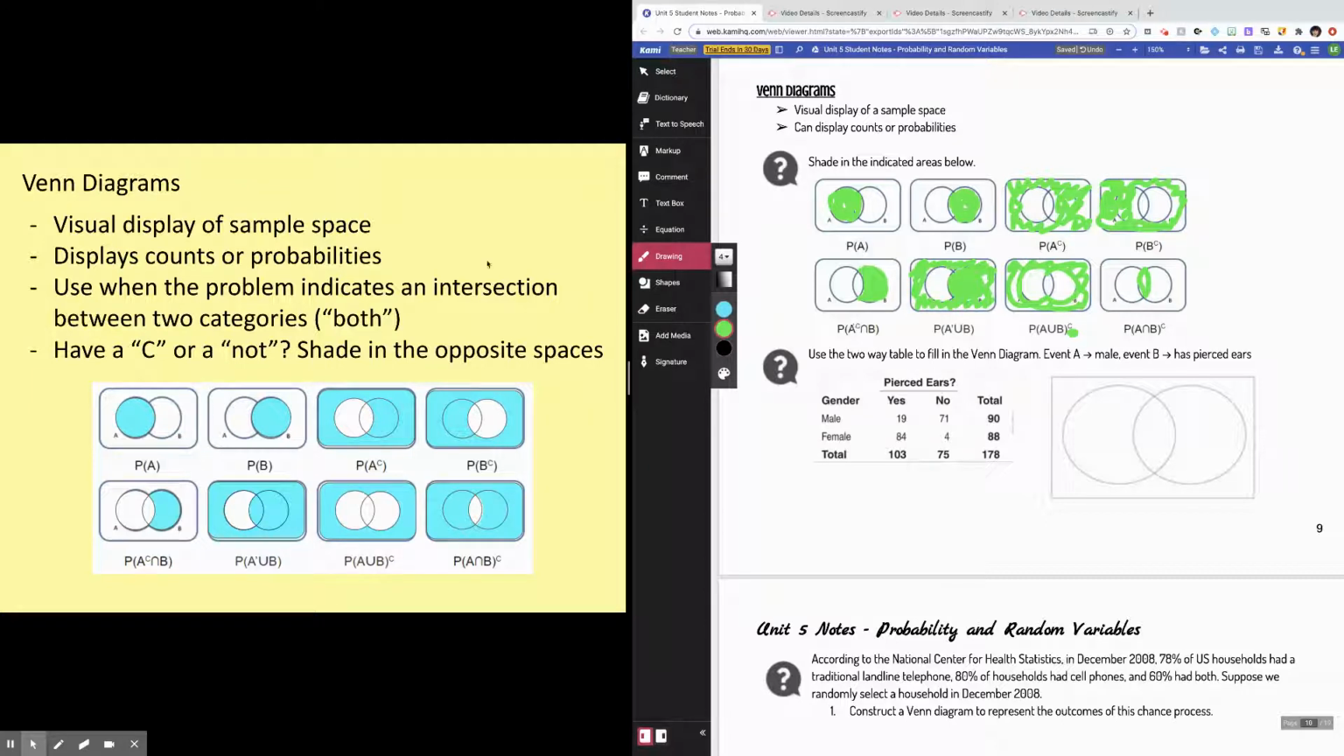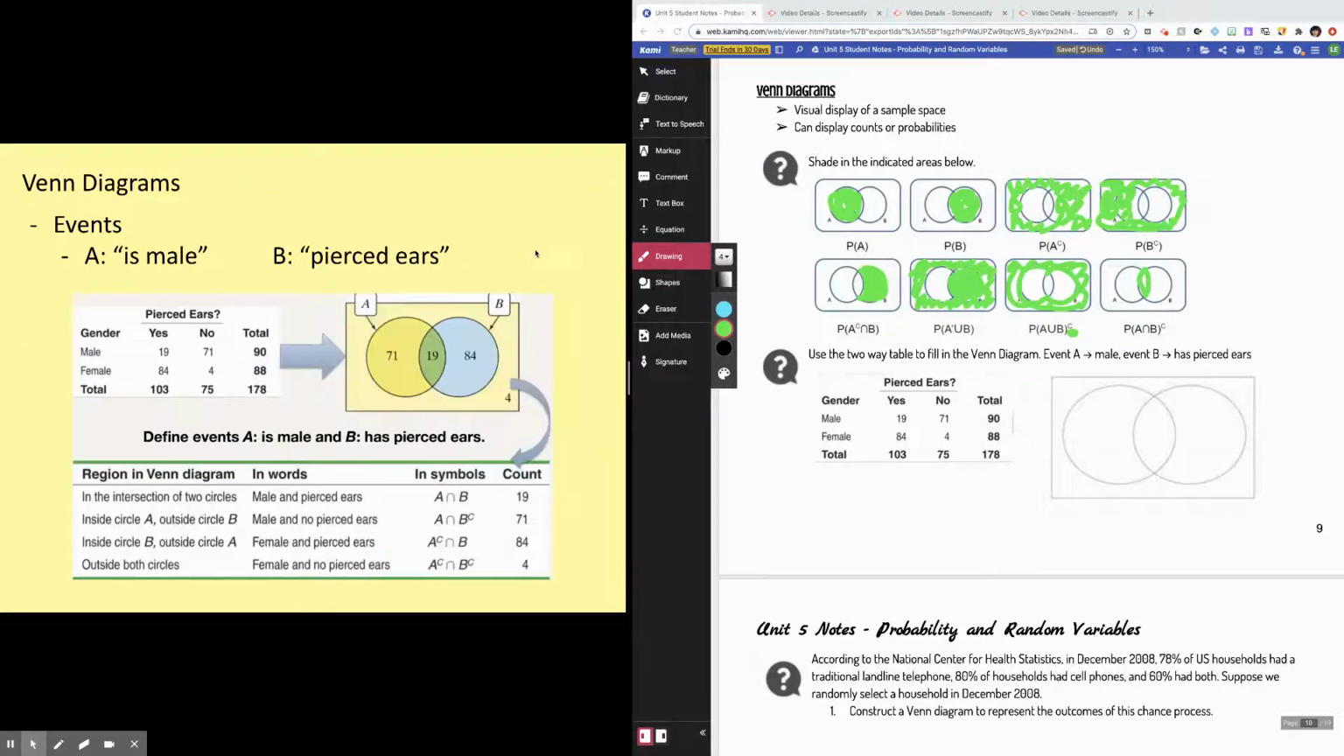A very typical thing that will be asked of you when talking about Venn diagrams is they'll ask you to take information in a two-way table and fill that in using a Venn diagram. So we have event A is the event male, and event B is pierced ears. The intersection of the Venn diagram is the number of people or the probability of people that have this in common. Since they gave me counts in the two-way table, I don't really want to have to convert those to probabilities, and there's no real reason to. They give me counts, so I might as well use them.